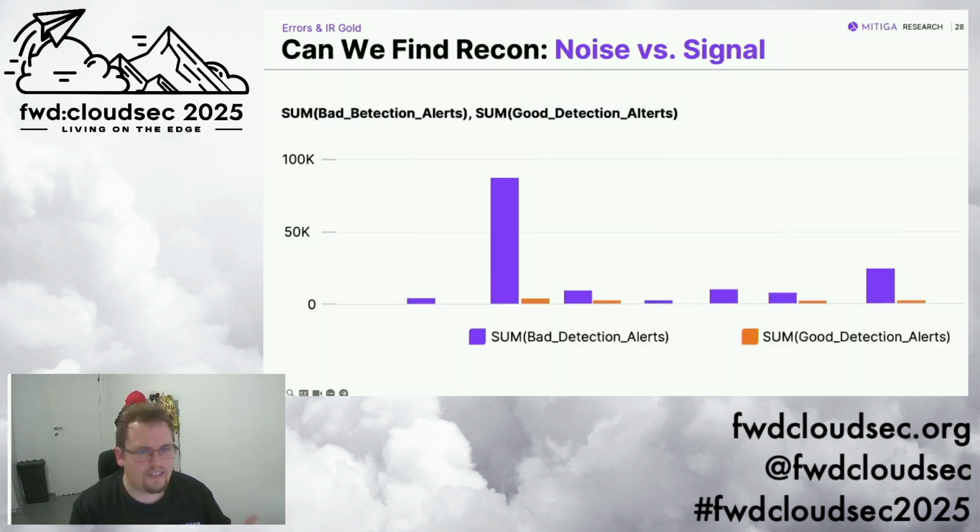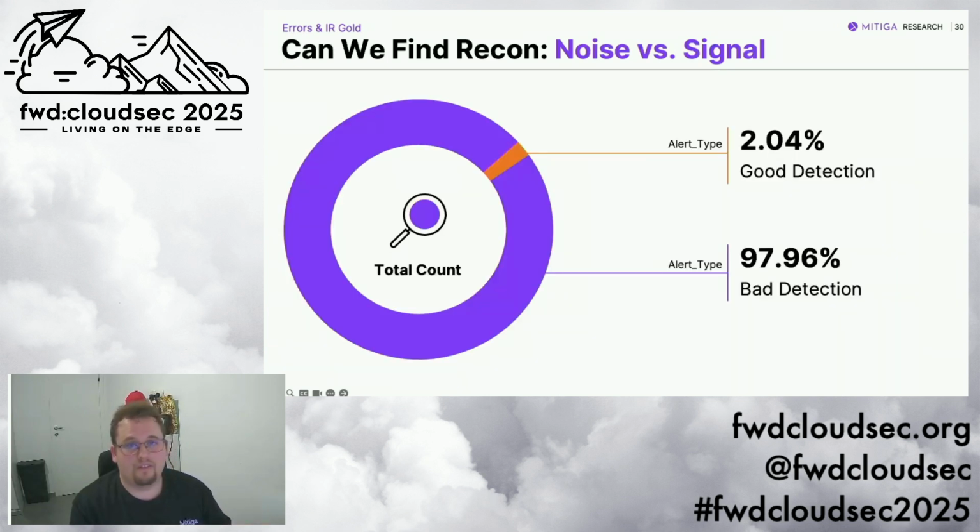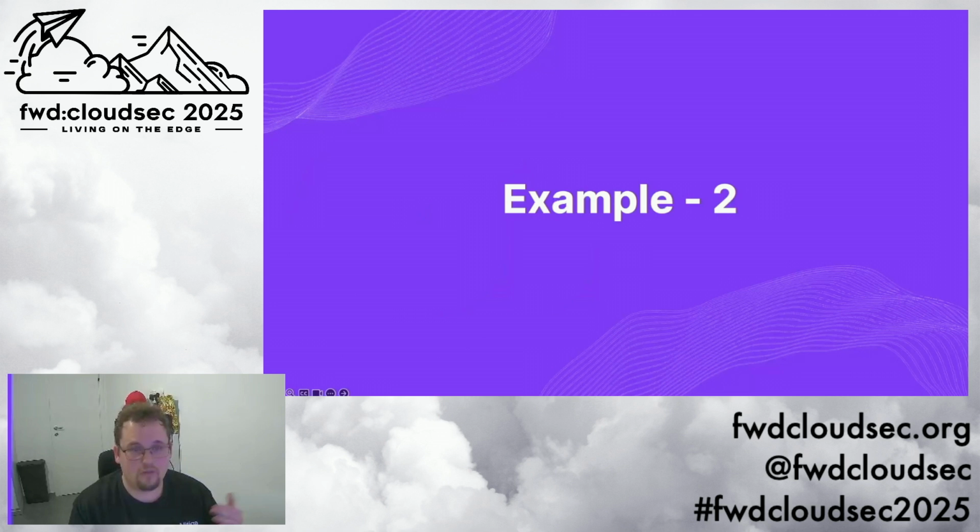Let's look at some of the stats we have here. We could clearly see this good detection yields way less results, right? And we reduced all these false positives and got to a point of 2.04%. Now you might say that was way too broad because we looked for any errors. And I agree with you, which is why we'll move on to the next example.